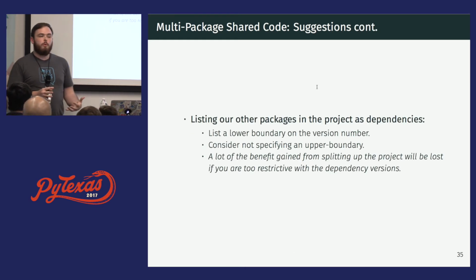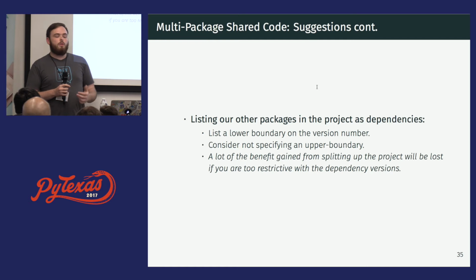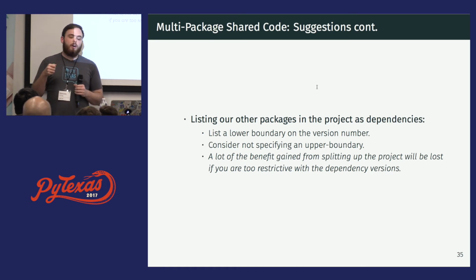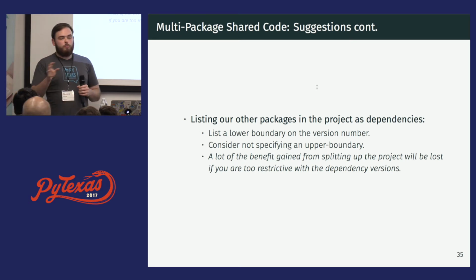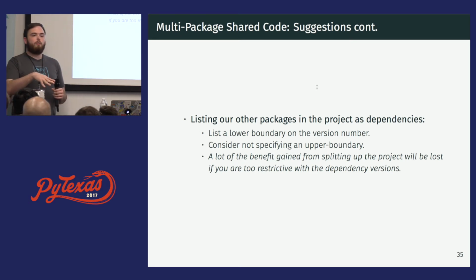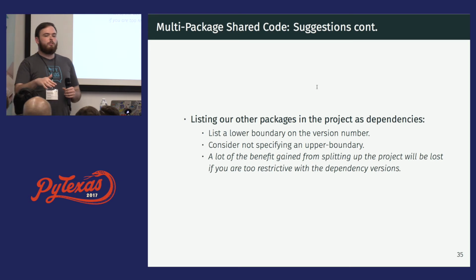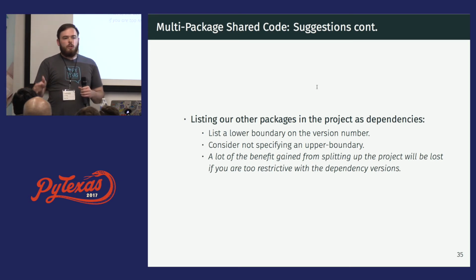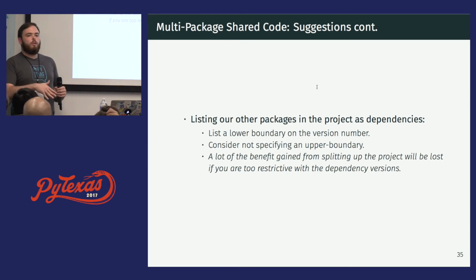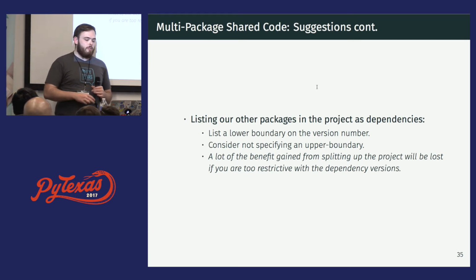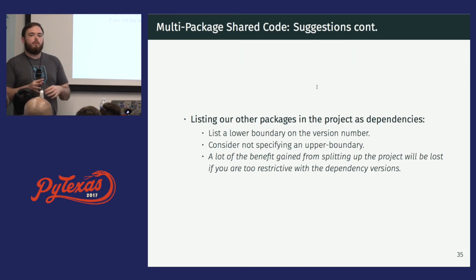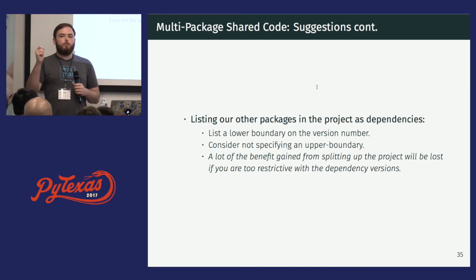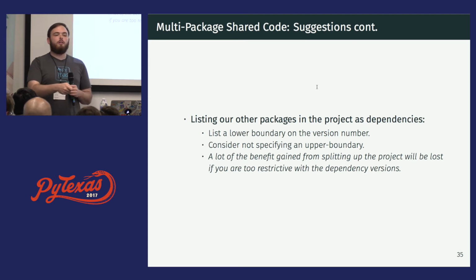Also, some quick notes about listing version numbers. Talking about having our packages depend on our own packages within a single project, definitely list lower boundaries on the versions, because we want to make sure that none of our users ever end up with old dependency packages, right? We don't want them to ever end up in that kind of state. But do consider being very flexible with the upper boundary. Definitely avoid pinning to specific versions if you can.